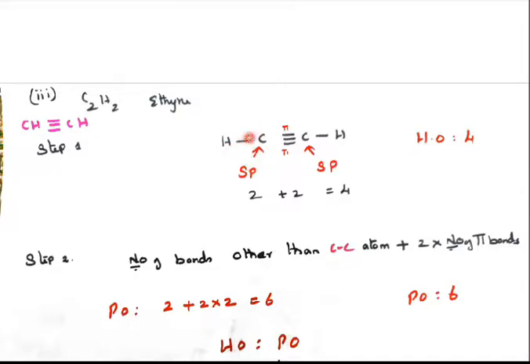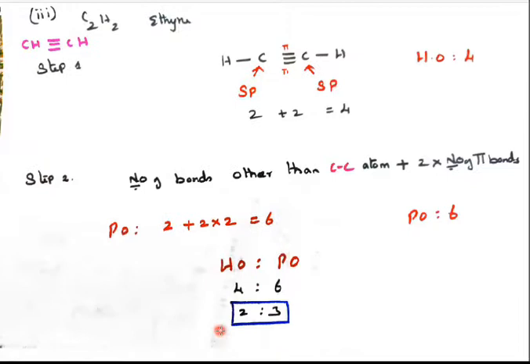Here, the bonds other than the carbon-carbon bond are 1 and 2, so we have 2, plus 2 into the number of pi bonds, which is 2. So 2 into 2, 4, and 4 plus 2, 6. So here the pure orbitals are 6 and the hybridized orbitals are 4. So 4 is to 6, which is 2 is to 3.